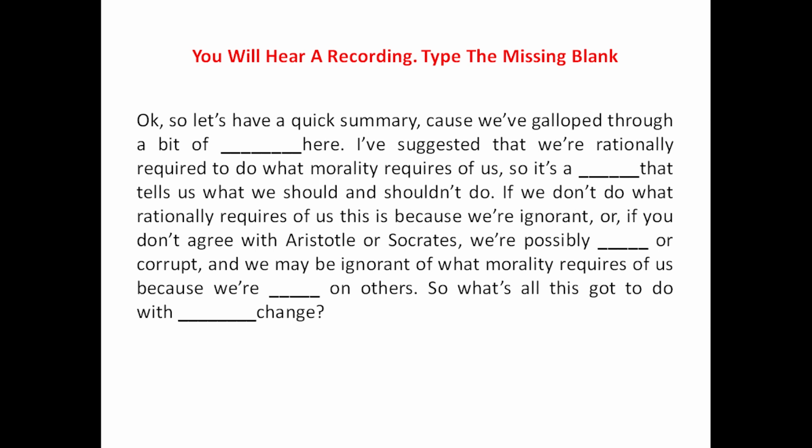Okay, so let's have a quick summary, 'cause we've galloped through a bit of philosophy here. I've suggested that we're rationally required to do what morality requires of us, so it's a reason that tells us what we should and shouldn't do. If we don't do what morality requires of us, this is because we're ignorant, or, if you don't agree with Aristotle or Socrates, we're possibly weak or corrupt, and we may be ignorant of what morality requires of us because we're relying on others. So what's all this got to do with climate change?